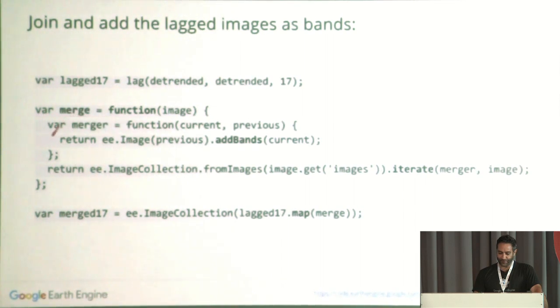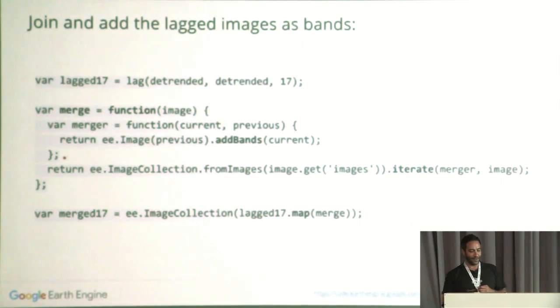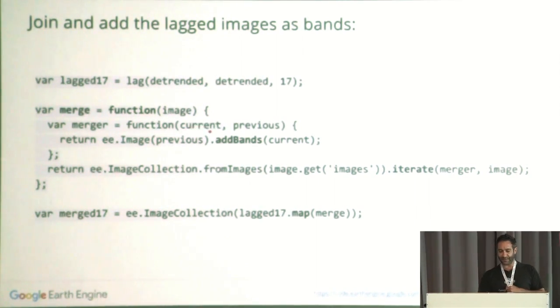And inside the merge function, we're going to define another little function called merger. And here's what merger does. It takes the current image, it takes the previous image, and it simply adds the bands in the current image to the previous image. That's it. Okay? So we get images for each image in the collection. We get our images list. We make an image collection out of it. And we iterate merger with the starting value of the image itself.